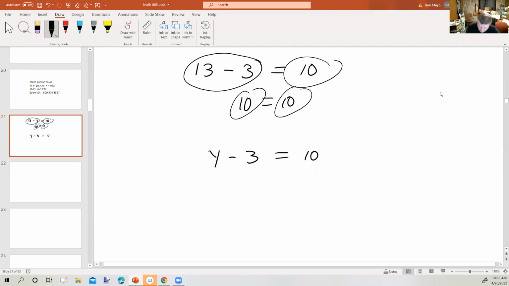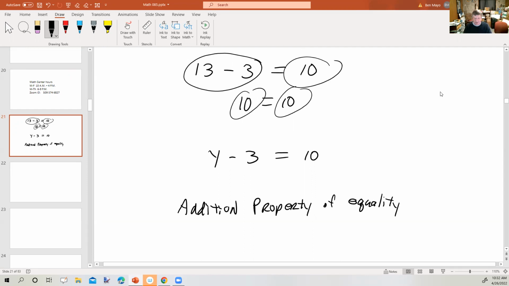Well, there's something called the addition property of equality that basically says this. If you have an equation, something equal to something else, you can add the same quantity to both sides of the equation, and that is perfectly legal, and the resulting equation will have the same solution as the original equation.